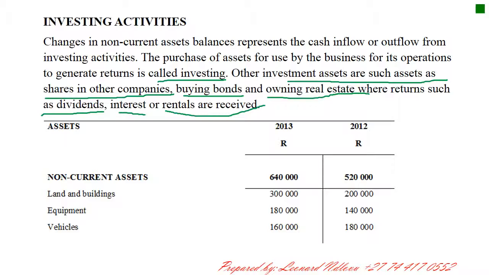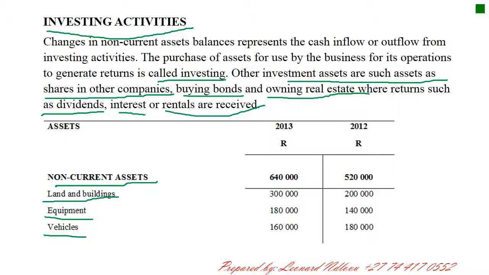So now let's look at an extract from our statement of financial position. We look at non-current assets. These are the investing. We have invested in the assets. We have got land and building, we have got equipment, and then we have got vehicles.